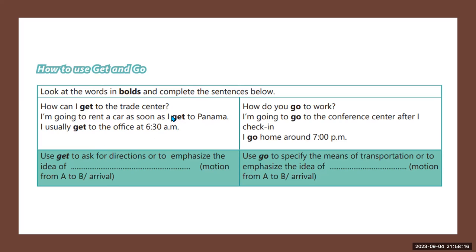Okay, right here at the right side. So how do you go to work? I'm going to go to the conference center in order to check in. I go home around 7 p.m. Okay, use go to specify the means of transportation or to emphasize the idea of motion from A to B or arrival. Which one is the correct? Which one?